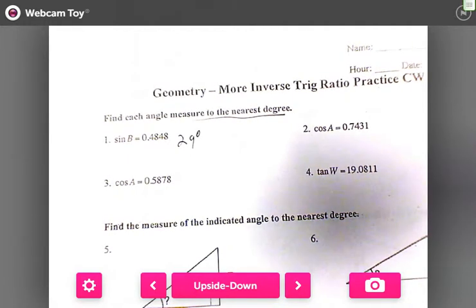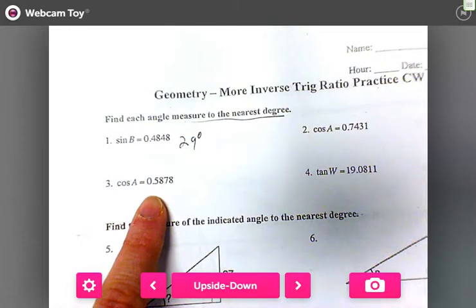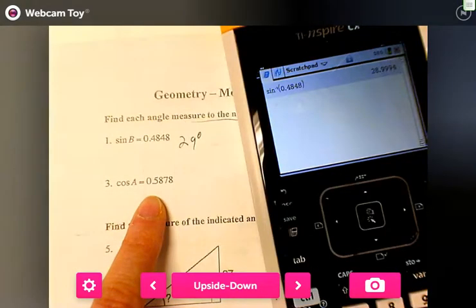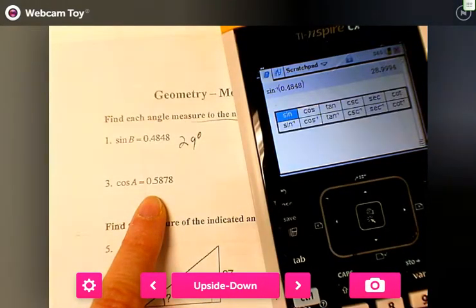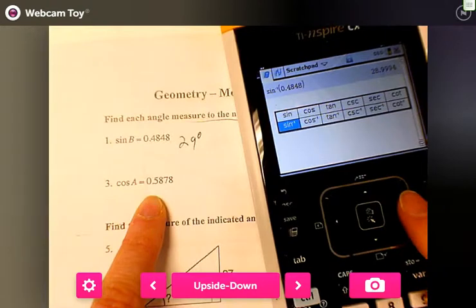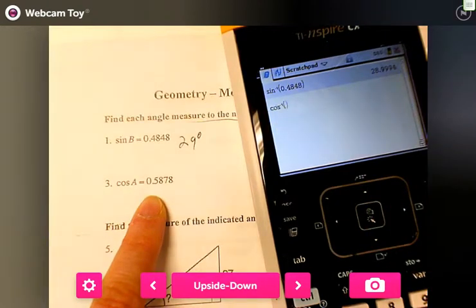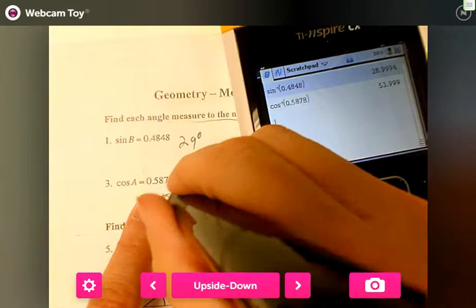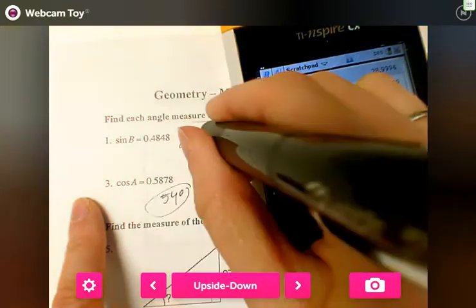So let's try one more together, and then I'm going to have you guys try a couple of these on your own. So I'm going to hit my trig button. Everybody's phone should be down, and you should be writing along with me, and you should have a calculator out in front of you. I'm going to hit inverse cosine, 0.5878, hit enter, and I get 53.99, so I'm going to round up to 54 degrees. How's everybody feeling about this?